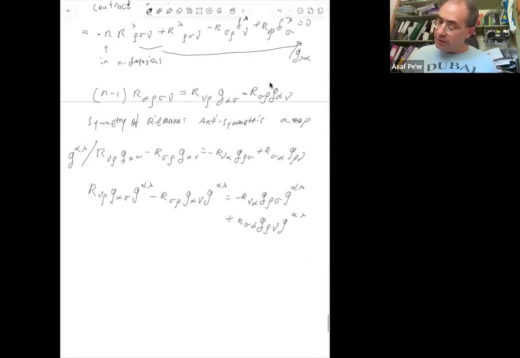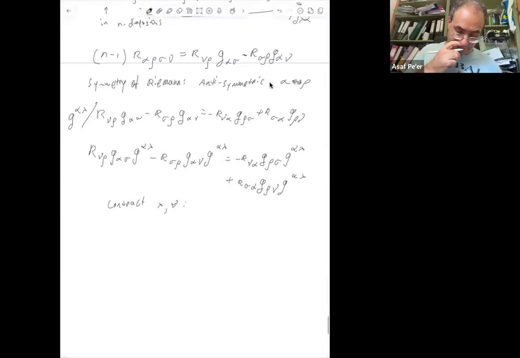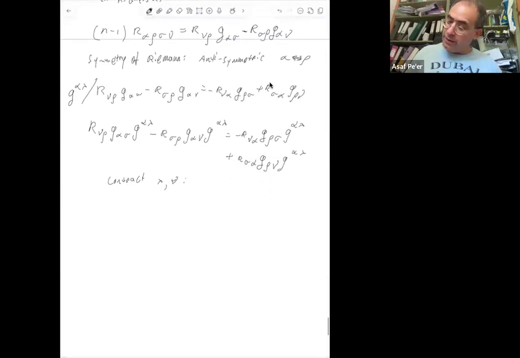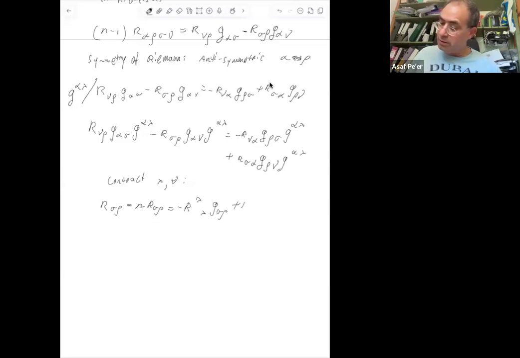And then we are contracting lambda and nu. And we get R_sigma rho minus n R_sigma rho is minus R^lambda_lambda g_sigma rho plus R_rho sigma.